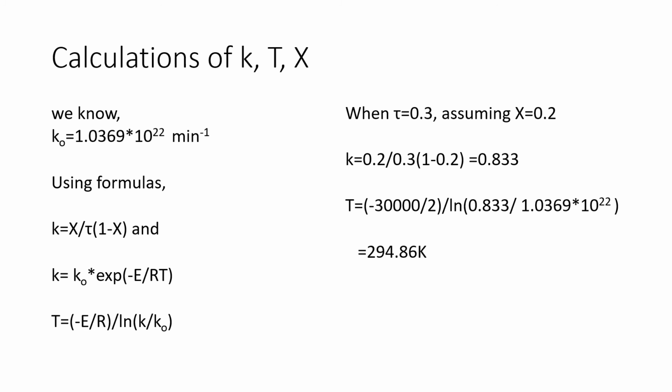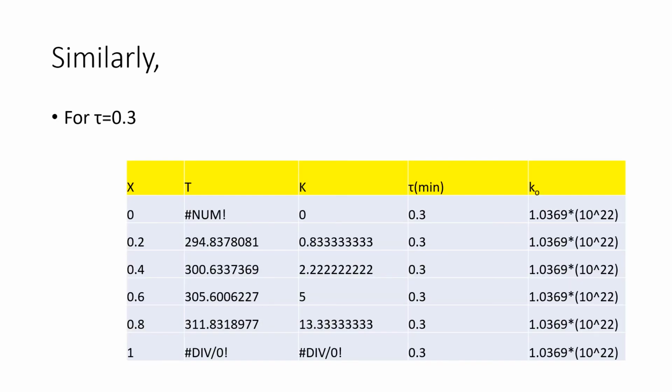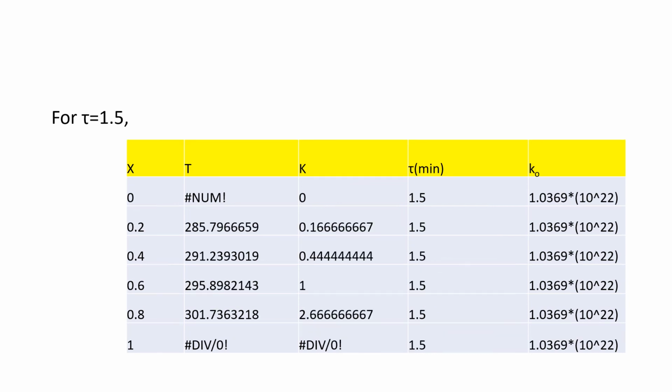Then I was given different residence times, 0.3. For 0.3, the T maximum is equal to 294.86 Kelvin. Based on this, I had generated this table with increasing conversion. The temperature in the reactor also changes, and with the available data for different residence times, I've calculated the temperatures.